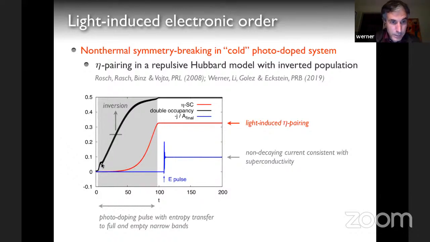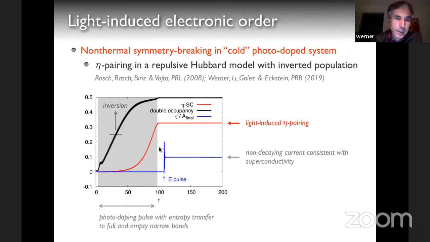And you can see here the evolution of the double occupation. That's how the population inversion is building up during the pulse. And once we have an essentially inverted state, you can see that the eta pairing order parameter grows, and then after the pulse, this eta pairing order parameter is conserved.